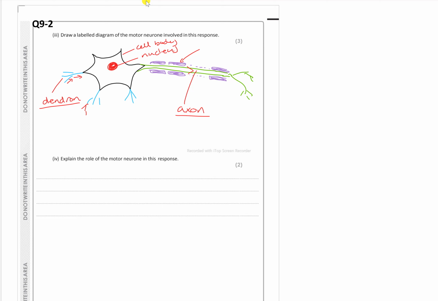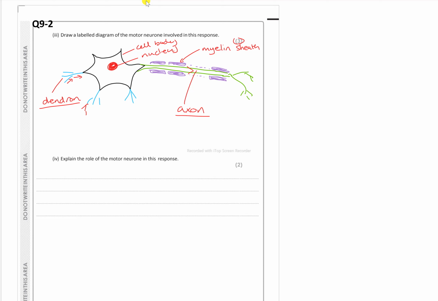These cells are called a myelin sheath. It stops it short circuiting. Right, and that should do it. It's only 3 marks.